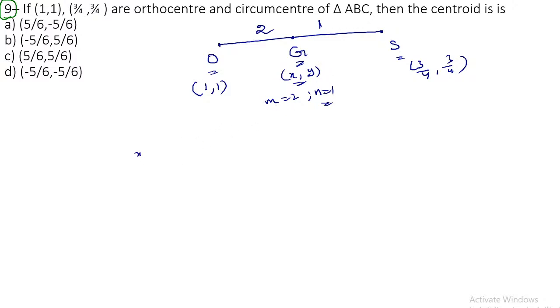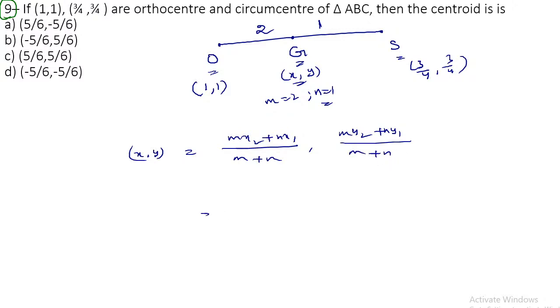So centroid (x, y) is equal to (mx2 + nx1)/(m + n), (my2 + ny1)/(m + n). So m is 2 and x2 is 3/4. 2 into 3/4 plus n is 1 into x1 is 1, by m plus n is 3, and m is 2 into y2 is 3/4 plus n is 1 into y1 is 1, by 3.